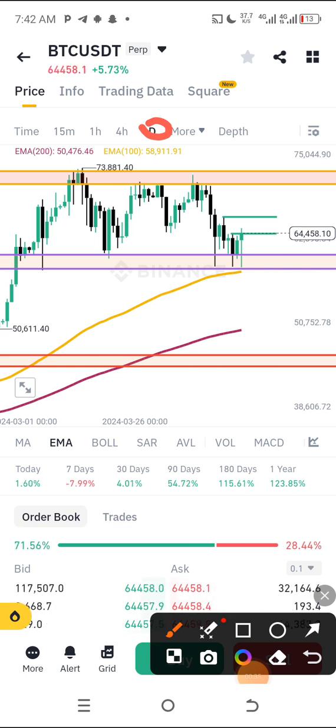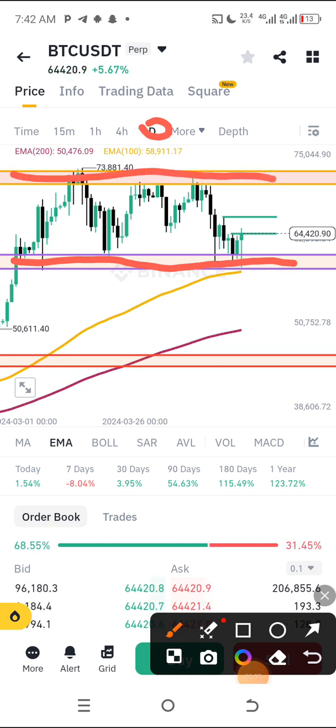Now I want you to also draw your support and resistance line. This one is a very powerful support here, so I have my support drawn there. Whenever price reaches the support, I expect a reaction. But that's not the strategy. I have a very powerful resistance up here.